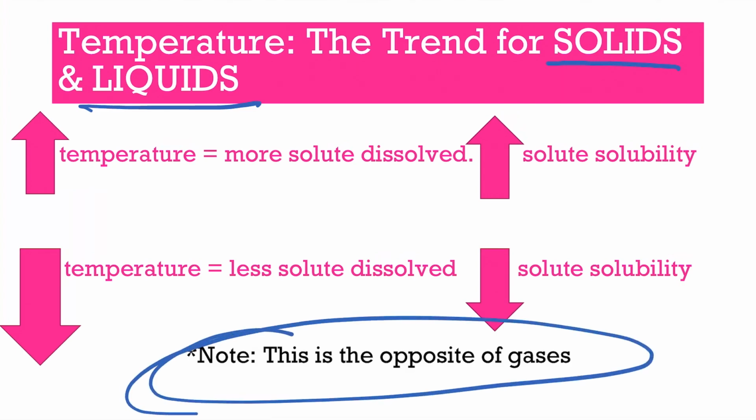Now, note this is the exact opposite for gases. For gases, high temperature means low solubility, and low temperature means high solubility. Again, these are things that we'll point out again when we get to Table G.